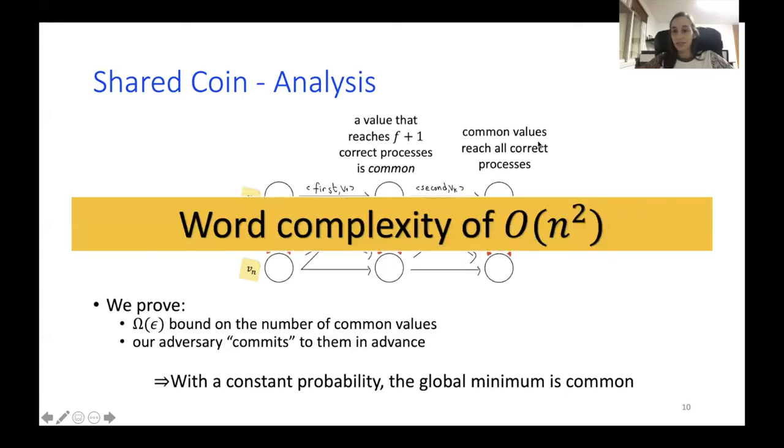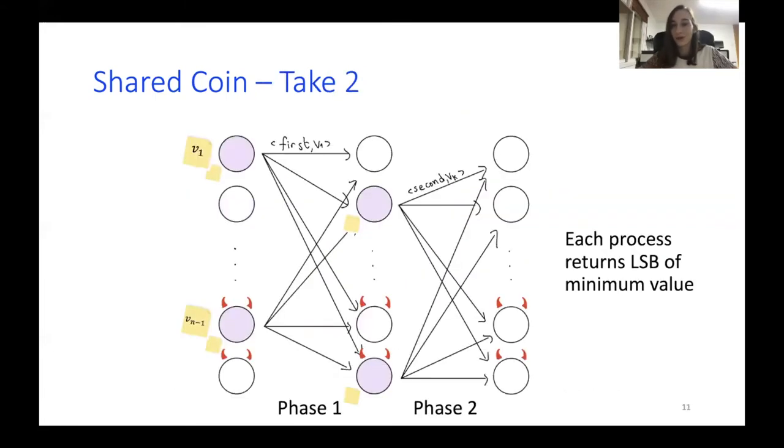The problem is that we used, as we said, two rounds of all-to-all communication, which result in quadratic word complexity. So how do we fix that in take two? We do almost the same, except that now every step is executed by a committee of processes. The committee size is of order log n, and the election for a committee is done locally using a VRF computation. For example, in the first step, the purple processes are elected, and they behave as they would in take one, and processes that aren't elected don't do anything until the next step.